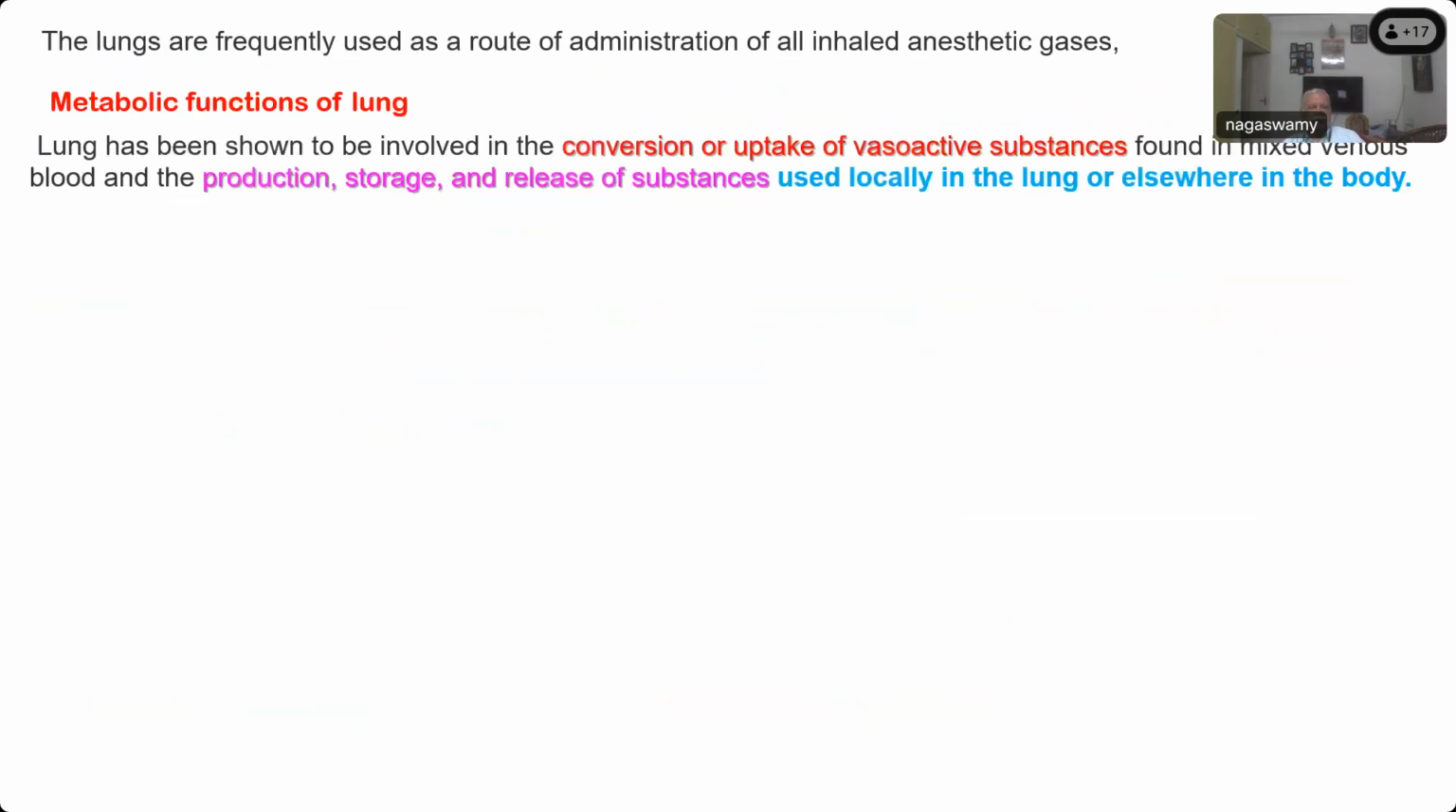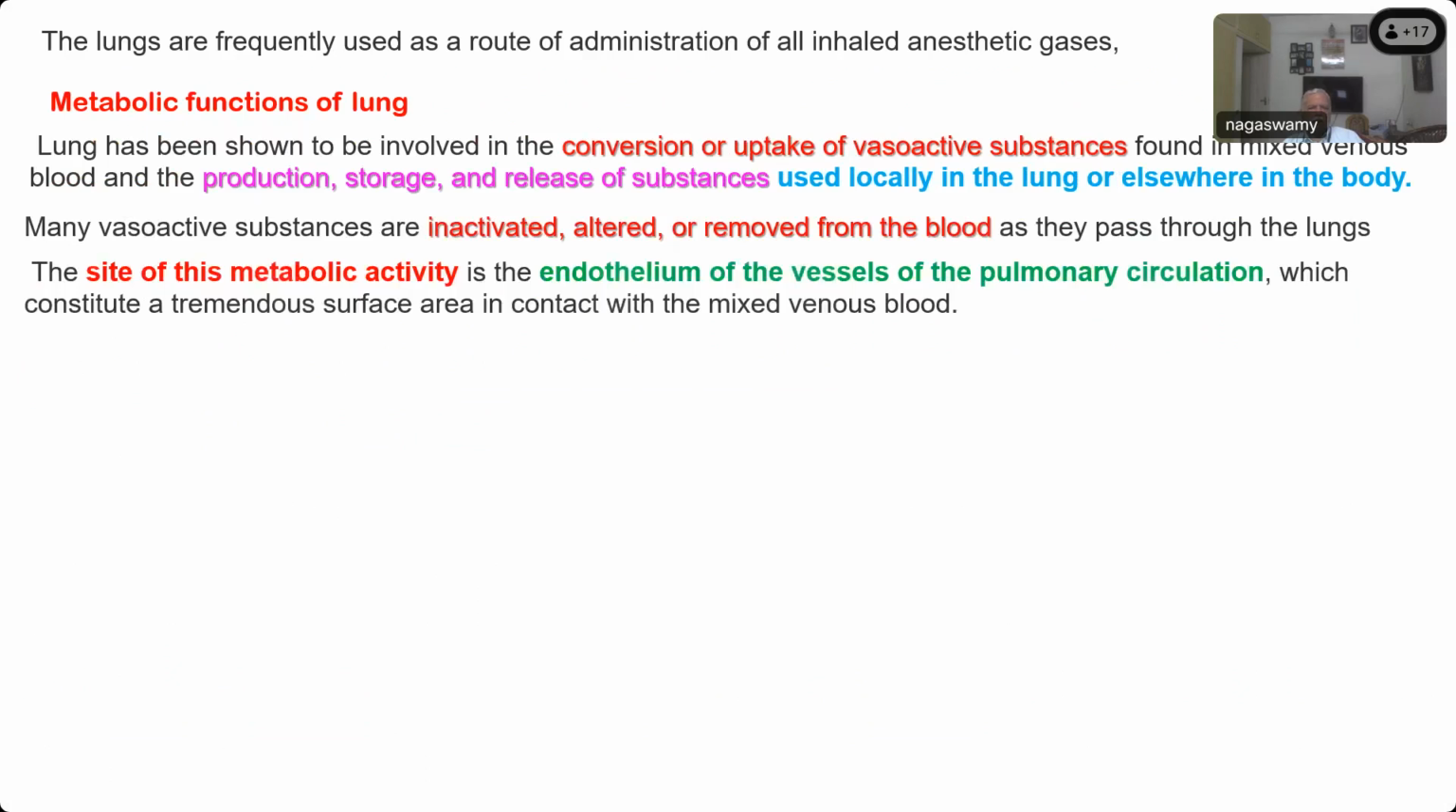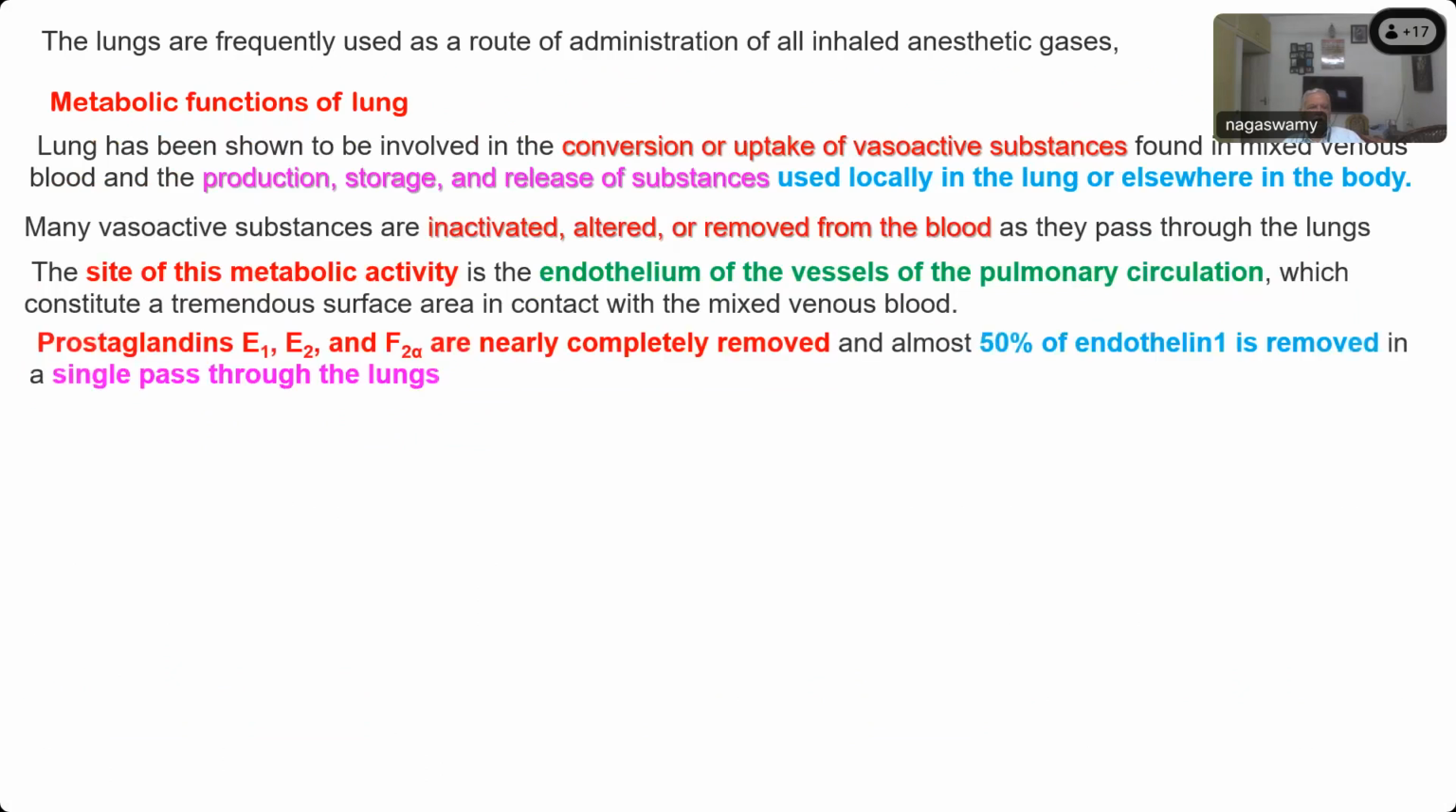Coming to the metabolic functions of the lung, it can convert or take up vasoactive substances and also cause their production, storage, release. Most vasoactive substances are inactivated, altered, or removed as they pass through the lungs. And the site of metabolic activity is the endothelium of the pulmonary vasculature, which has a tremendous surface area in contact with the venous blood.